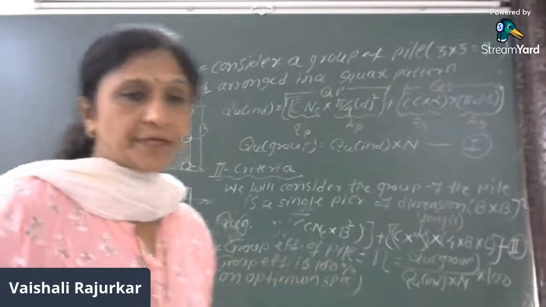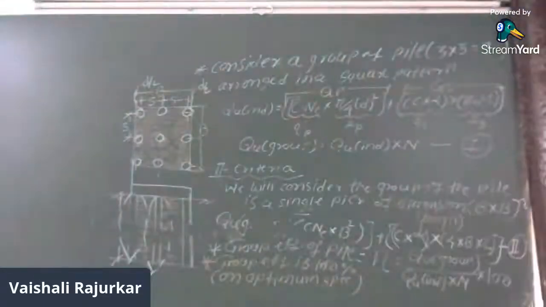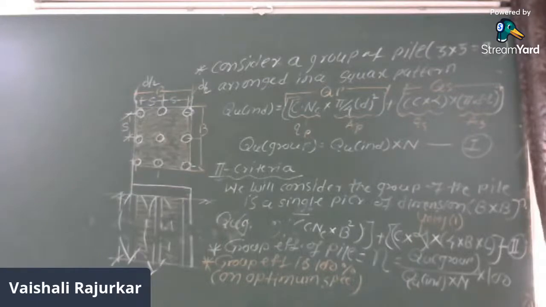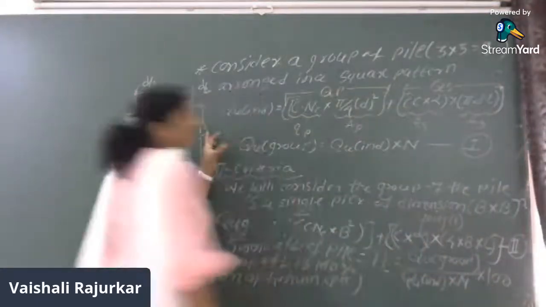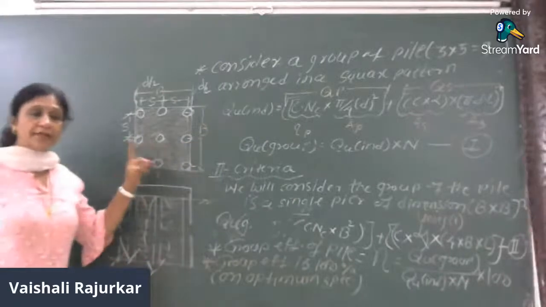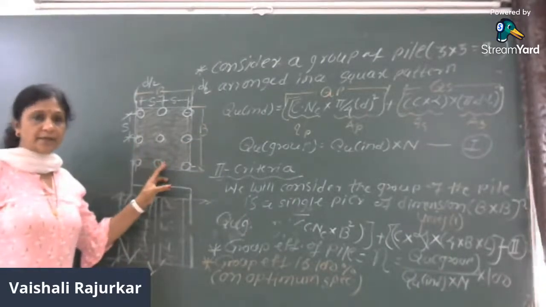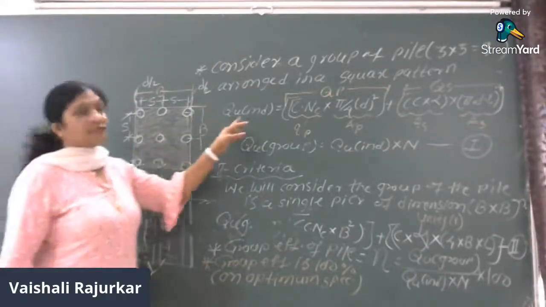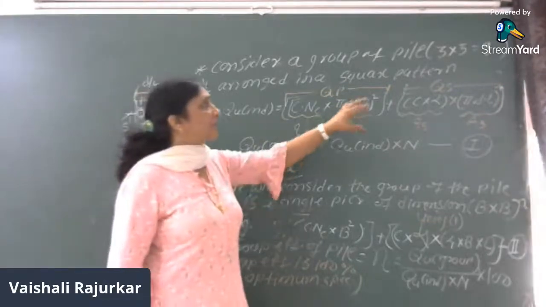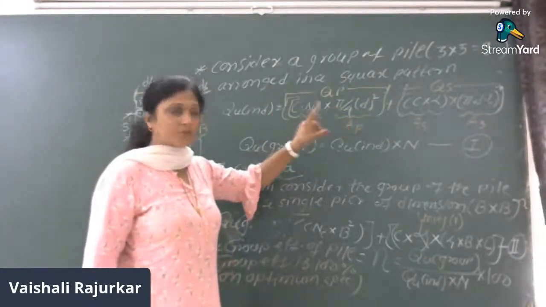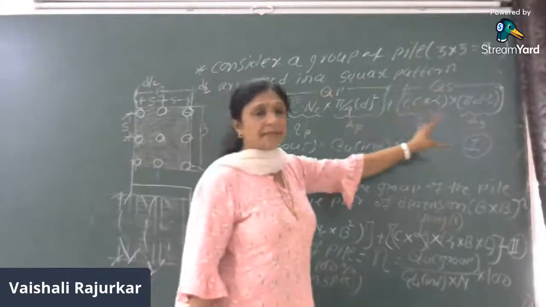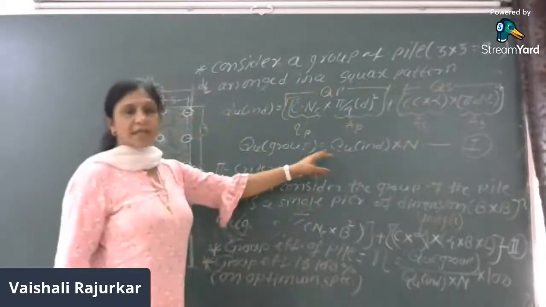Calculated by the different weights. So out of that, we have discussed two criteria. In the first criteria, the load carrying capacity of an individual pile is calculated. Then, by the first criteria, we will just calculate the load carrying capacity of an individual pile, multiply it by the number of piles. So this is the first capacity.